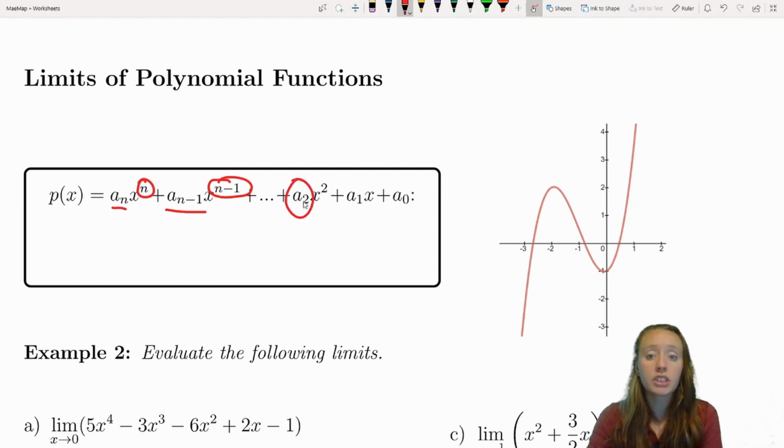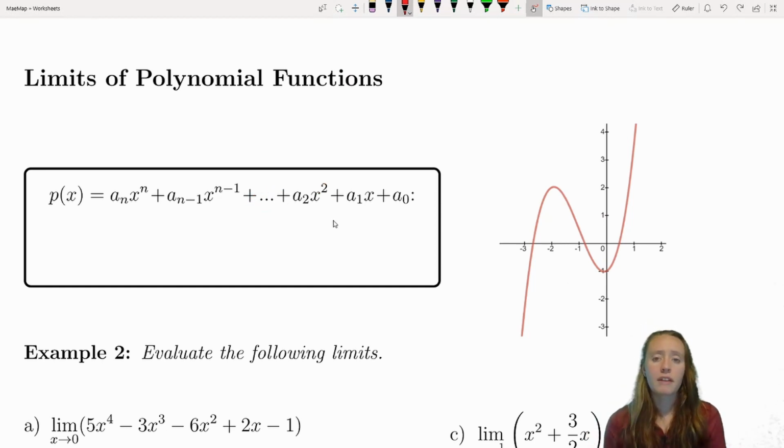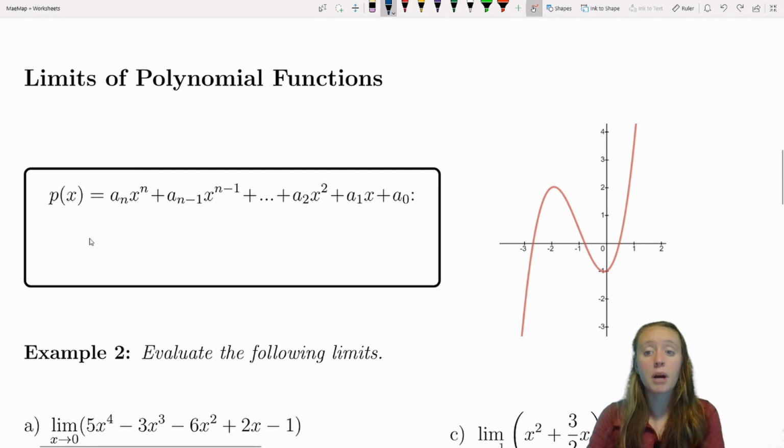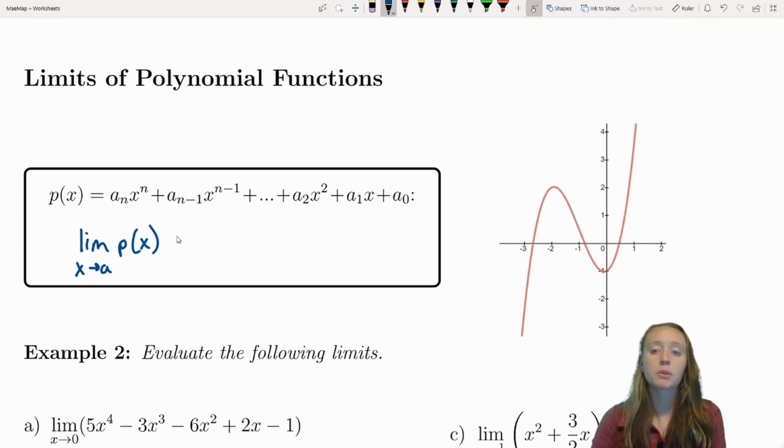We have some other coefficient with x squared, some other coefficient with x to the first, and then some other coefficient essentially with x to the 0, because x to the 0 is 1. And of course within those ellipses we have all the values in between in -1 and 2 that I just don't have pictured. So if we're taking the limit of a polynomial function, the limit of p of x as x approaches a, so the limit of our polynomial function as x approaches a is going to be equal to what? That's going to be p of a.